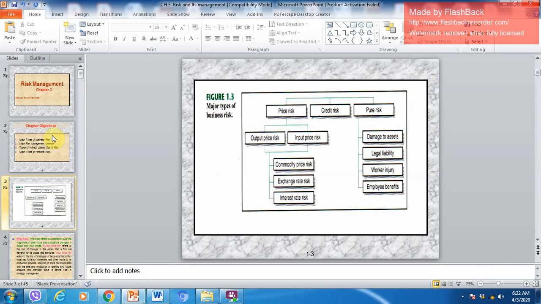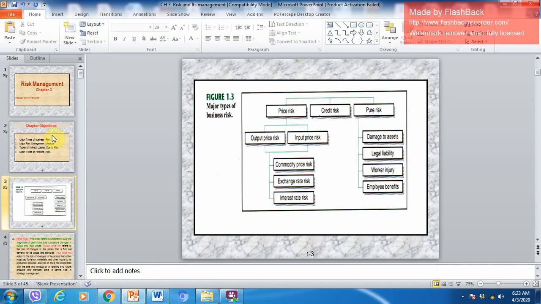Here we will see 3 major reasons associated with it. The first one, price risk, is split into two: the first is input price risk and the second is output price risk. First of all, we see the input price risk. Input price risk refers to the risk of changes in the prices that a firm must pay for labor, raw material and other inputs for its production process.